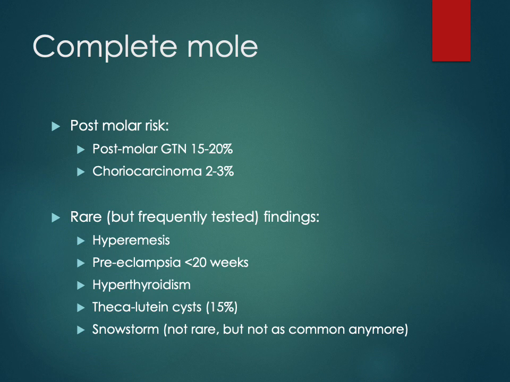So rare but frequently tested findings include hyperemesis, preeclampsia less than 20 weeks, hyperthyroidism, theca lutein cyst, and then this kind of snowstorm appearance on ultrasound. Those are all sort of buzzwords. And a lot of your side effects are due to that beta subunit of the HCG molecule. There's pituitary hormones.